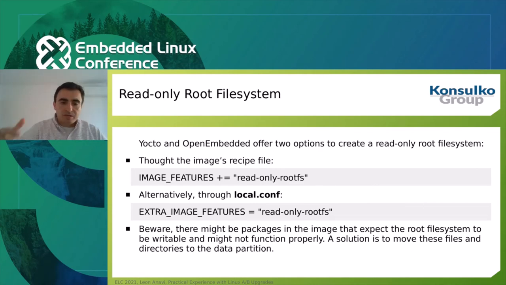Alternatively, for example, if you're just debugging and want to do it quickly through local.conf, you can use extra image features and again add the read-only rootfs. This is described in more details in the documentation of the Yocto project and Open Embedded. Beware that there might be packages in the image that expect the root file system to be writable and might not function properly. So why is this happening?